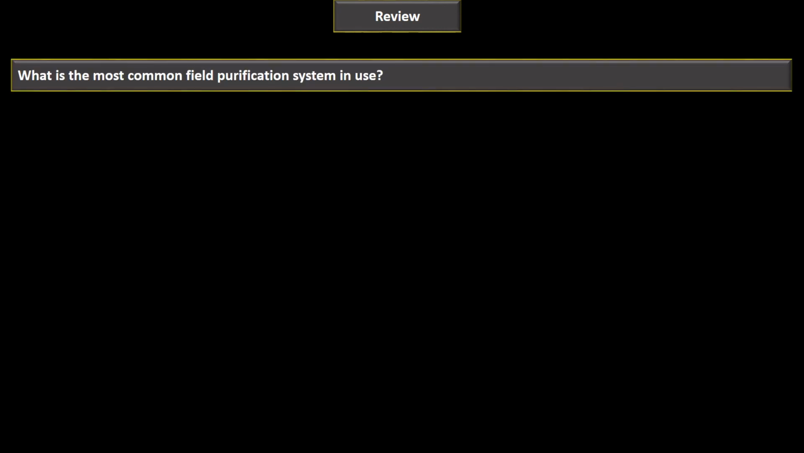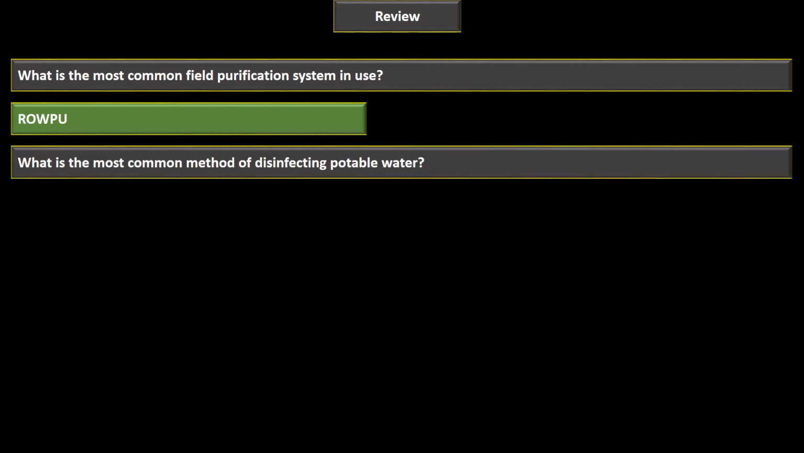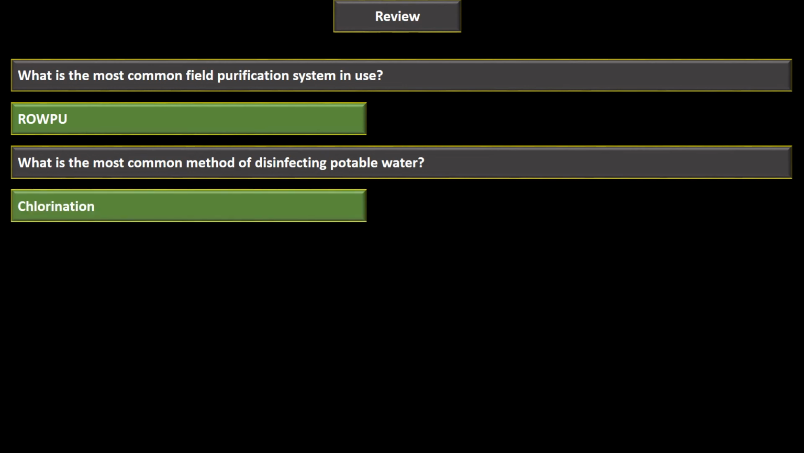All right, a little bit of review of what we covered. What is the most common field purification system in use? Well, that's our ROWPU, our reverse osmosis water purification unit. What is the most common method of disinfecting potable water? Chlorination is our most common method of disinfecting potable water.